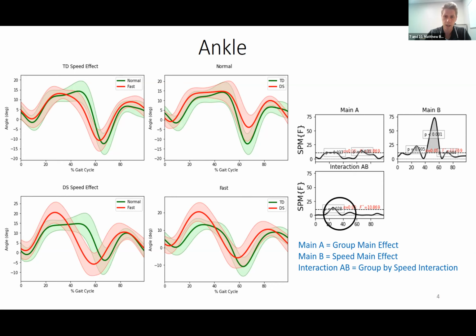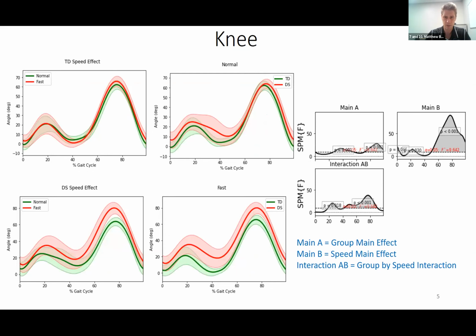So what we found for the ankle was an interaction between group and speed, and this can be seen quite evidently here, where the children with Down syndrome increased dorsiflexion during stance phase when walking faster, which led to a group difference at this condition. For the knee, somewhat of a similar story.